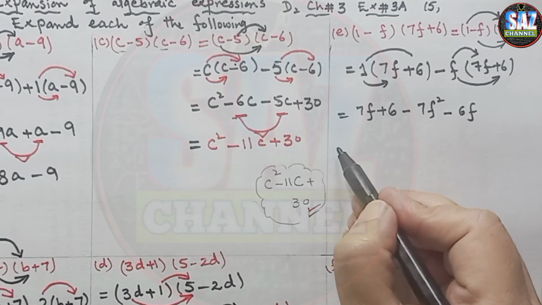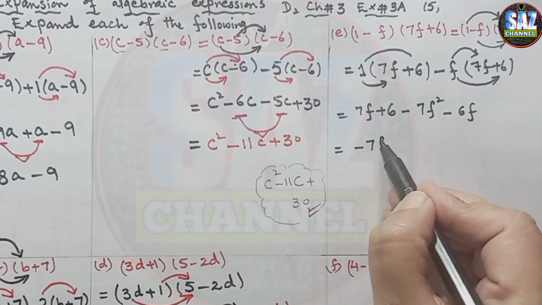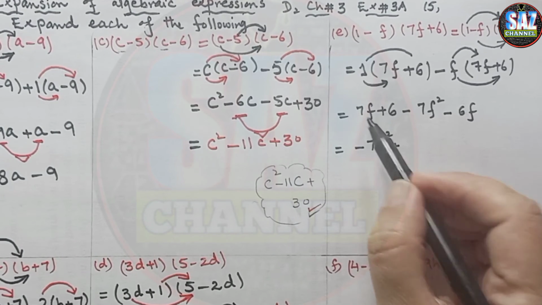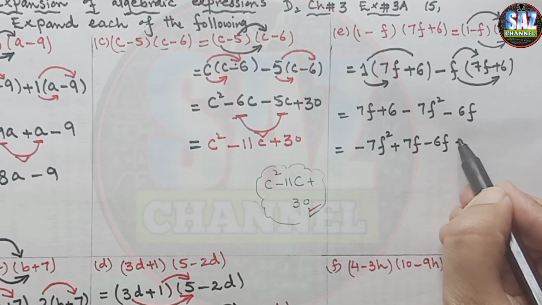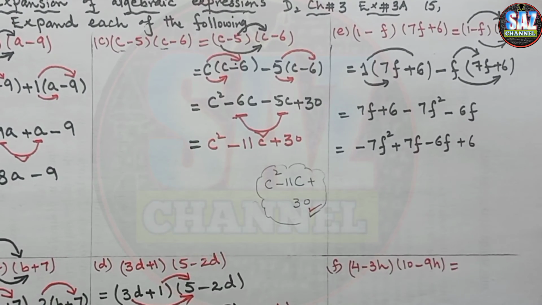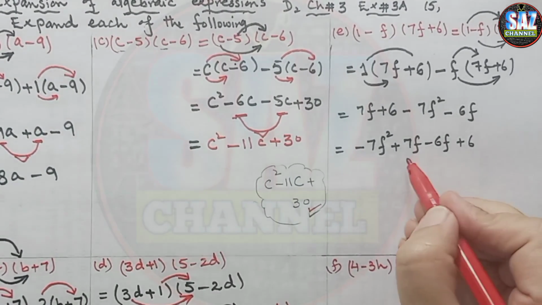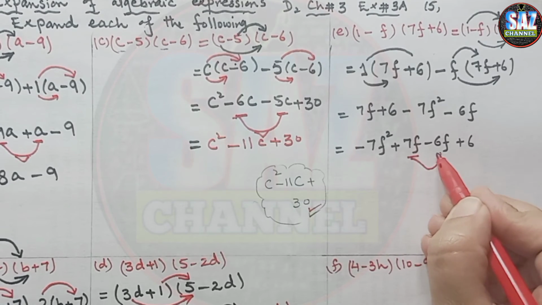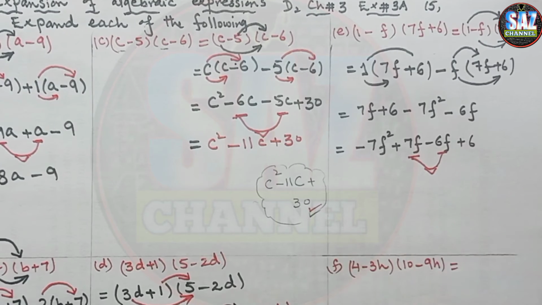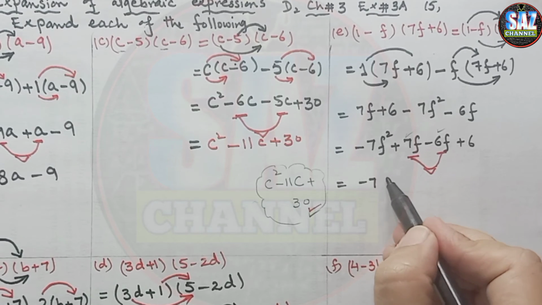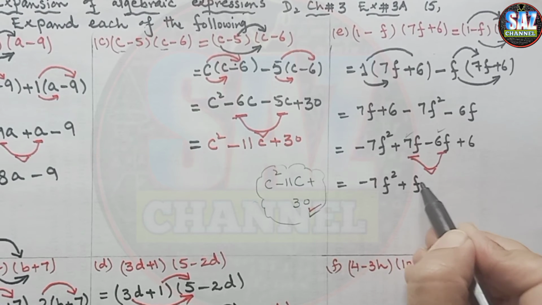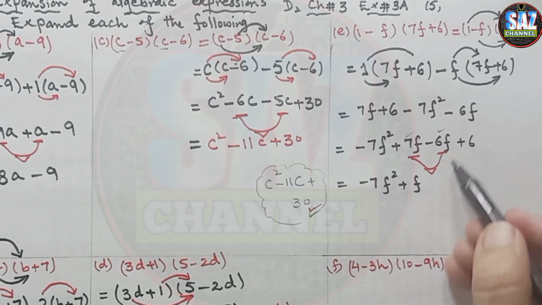Now what I have to do, I have to rearrange the expression, and we have to write down the like terms, like 7f and minus 6f together, and plus 6. Now we have to solve the like terms according to the operations and the signs that they have. Okay, these are the like terms. And now what we have to do is 7 minus 6, and this is 1, and the question will take the form minus 7f square plus f, and this is 6 plus 6.